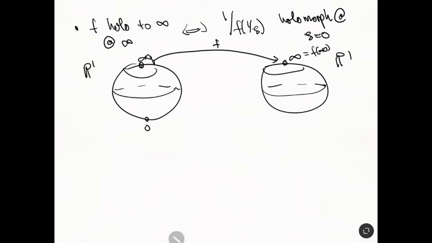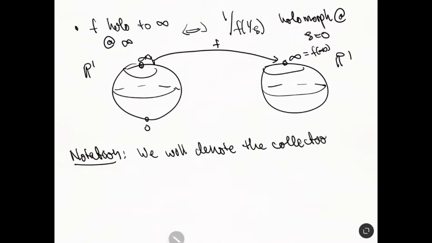So let's make some notation. We will denote the collection of such maps, of maps holomorphic from infinity to infinity, as holomorphic maps from the whole P1 to P1. Okay, so this is the only condition we had.